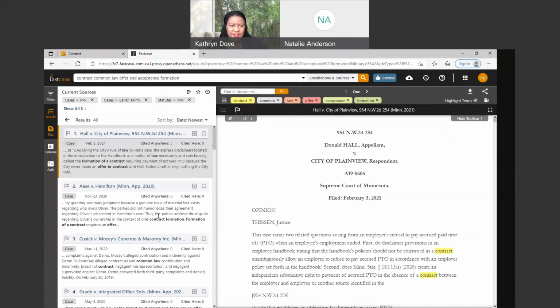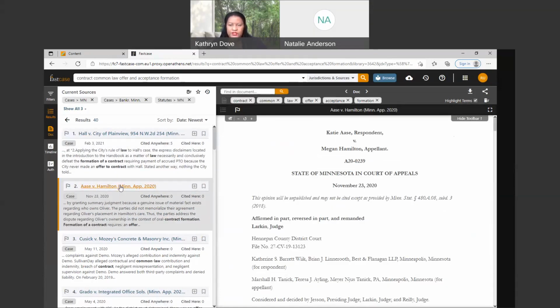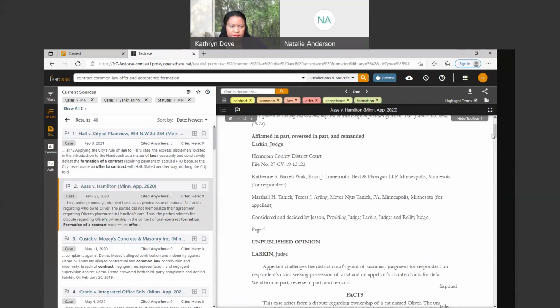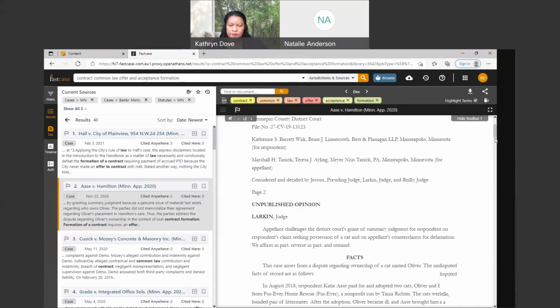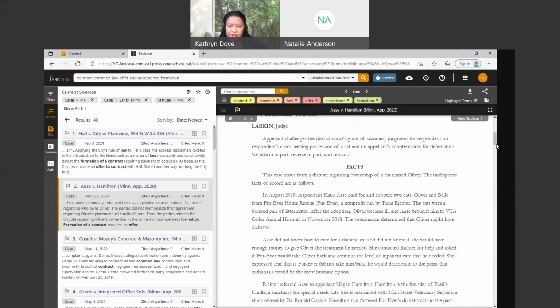So let me look at my next hit and see if that case might be one that I would be willing to cite to in an assignment or in a memo. Now, in this case, the parties did not memorialize their agreement. So the issue is whether there's an oral contract that's been formed. The issue is taking possession of a cat.